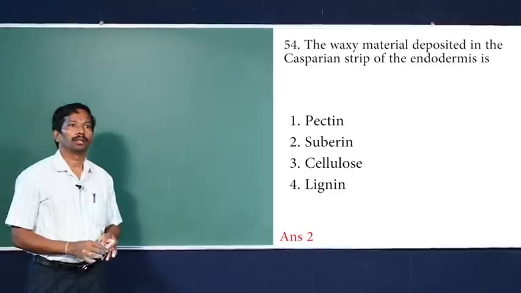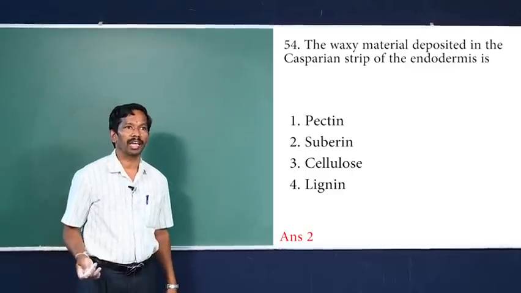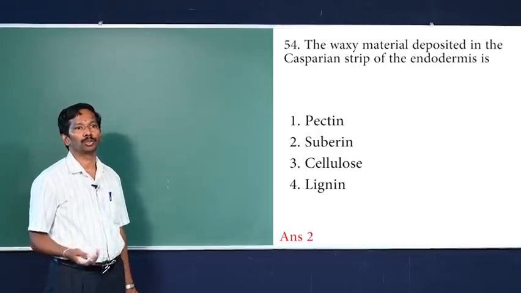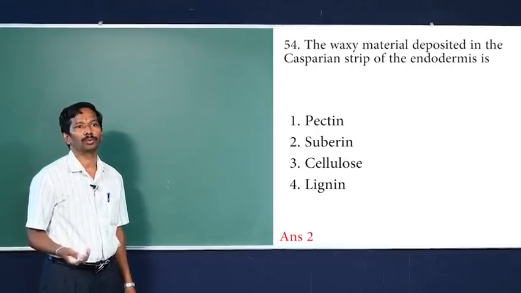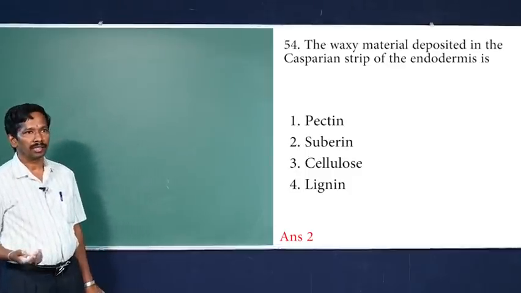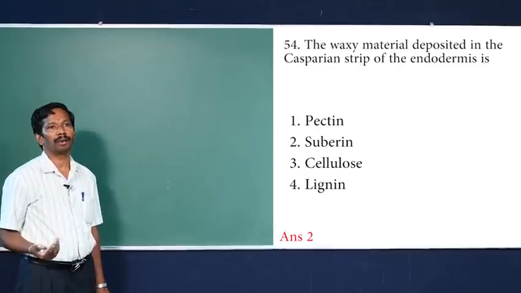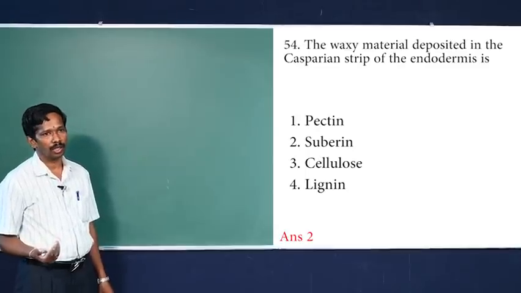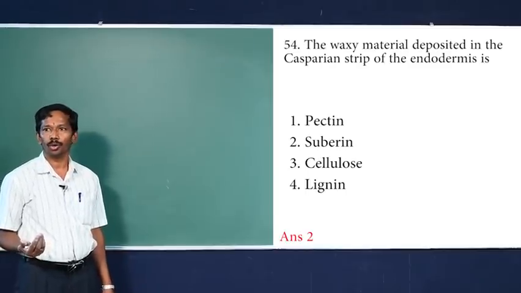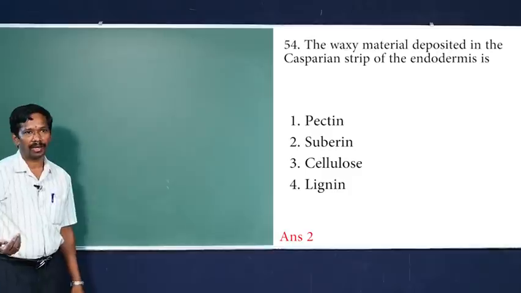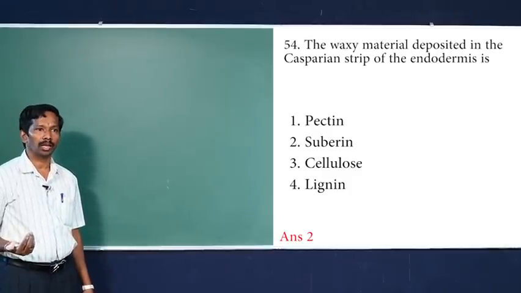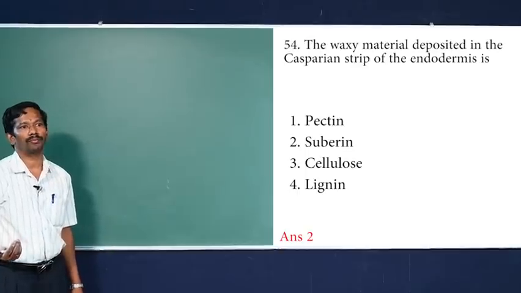54th question. The waxy material deposited in the Casparian strip of endodermis is: option 1 pectin, option 2 suberin, option 3 cellulose, and option 4 lignin. So the answer is always 2, because the waxy substance associated with the Casparian band is always made up of suberized material. So suberin is the answer for that, whereas lignin is a composition of sclerenchyma, sclereids as well as xylem elements, when compared to suberin. So option 2 is the answer for question number 54.